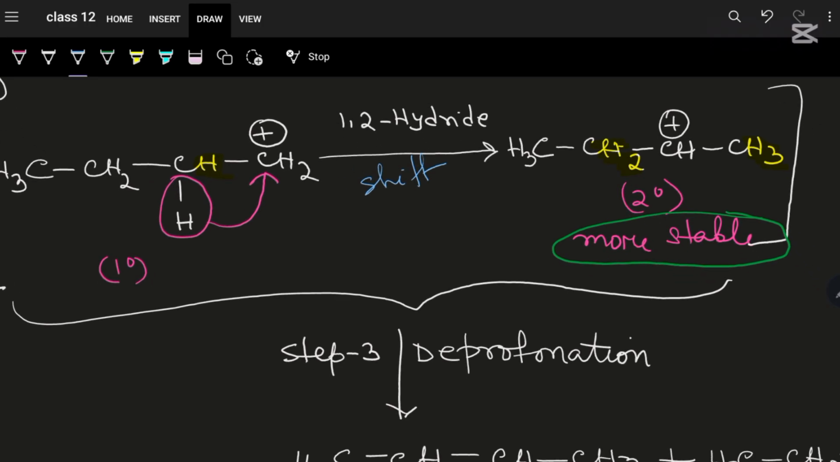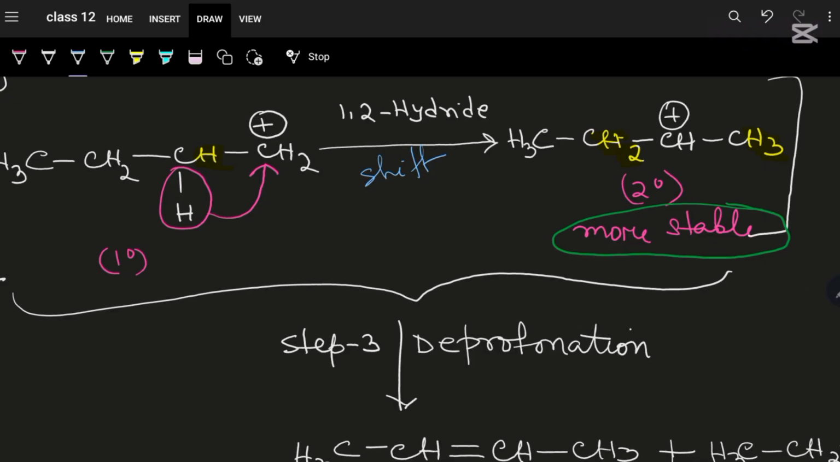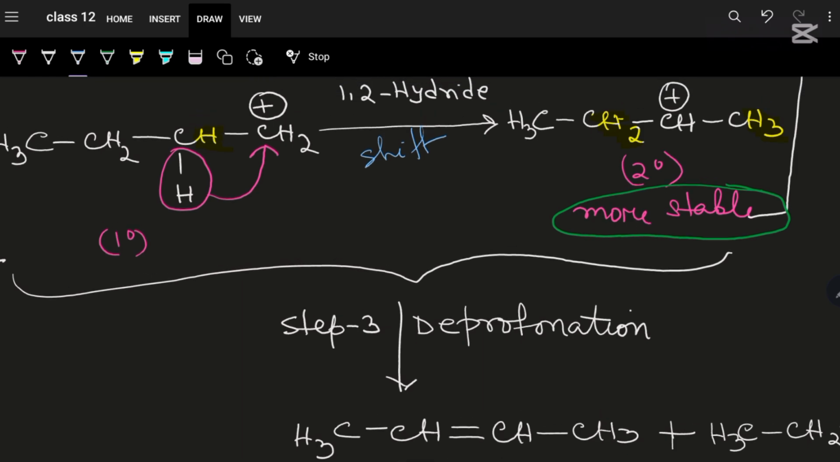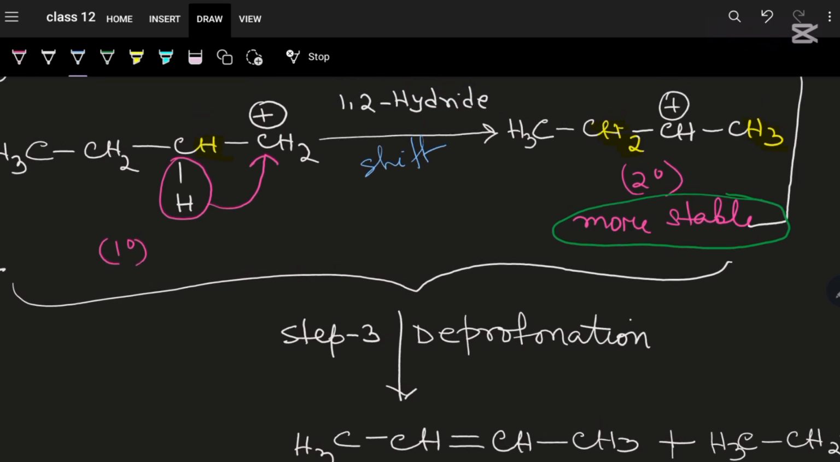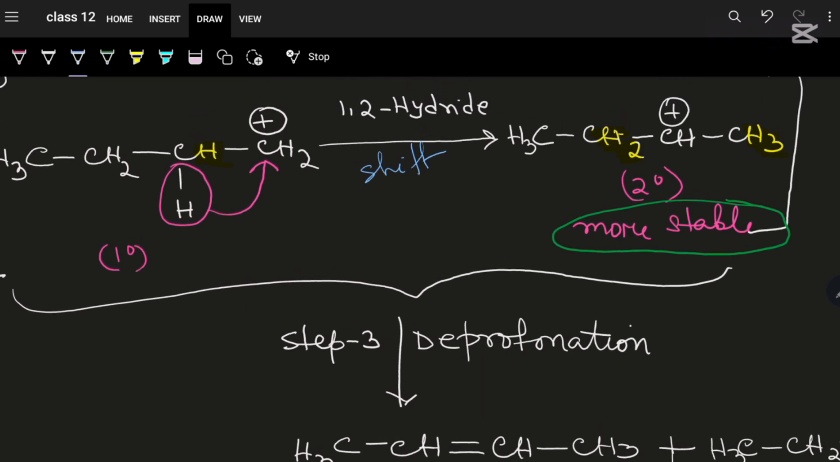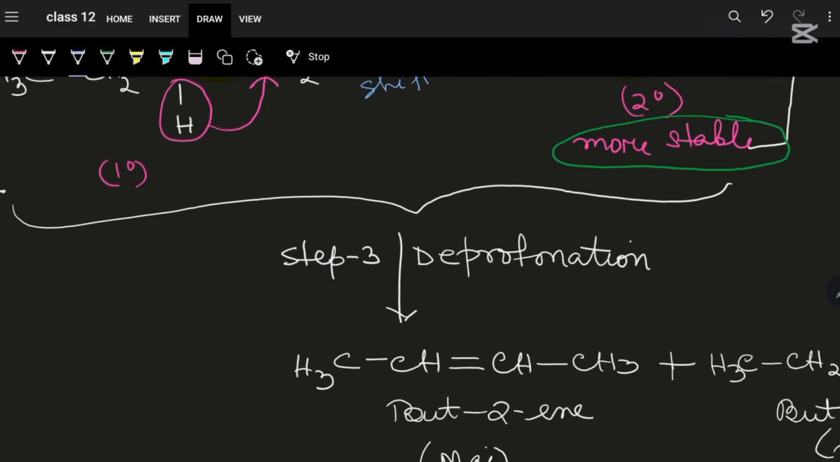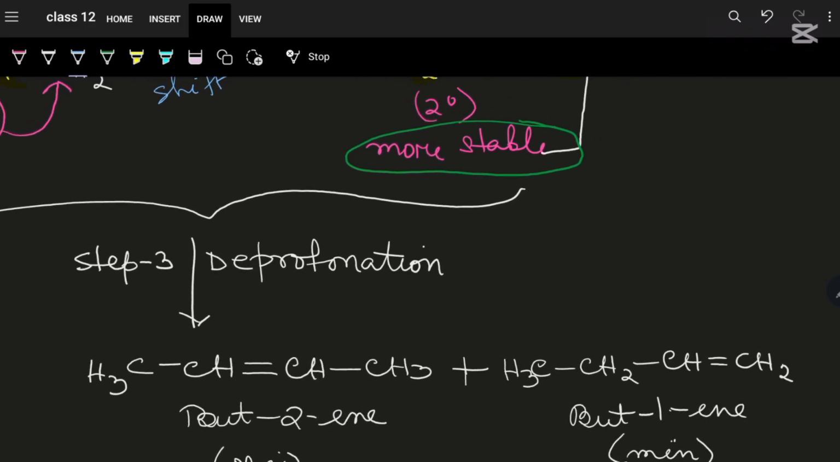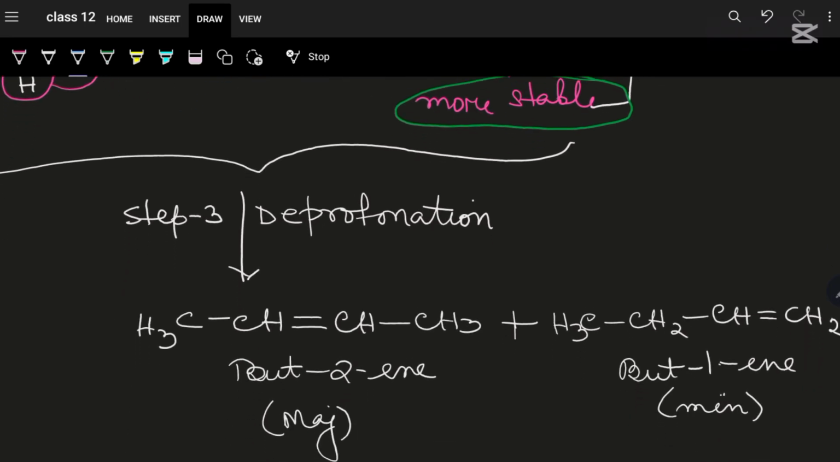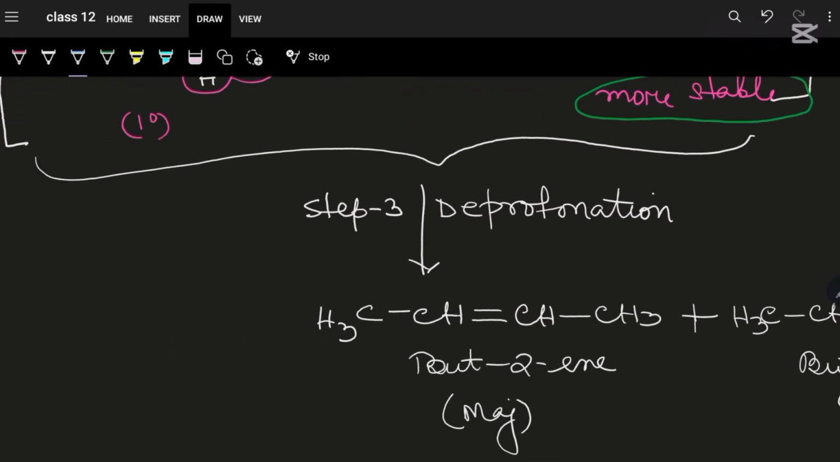So both the carbocations will give you the final product, but obviously the more stable carbocation will give you the major product. So we have deprotonation from the carbon which is attached directly to the positive carbon. So you are getting two alkenes. The major product is from the more stable carbocation.